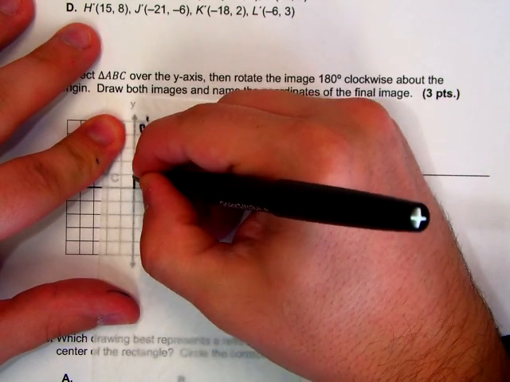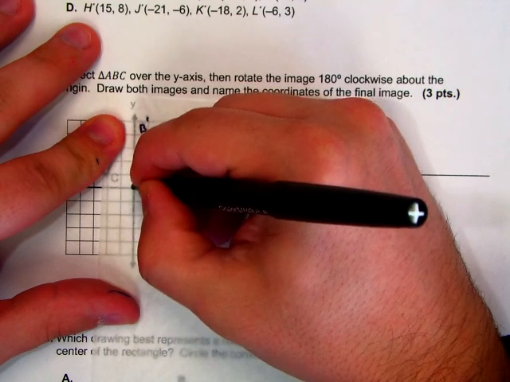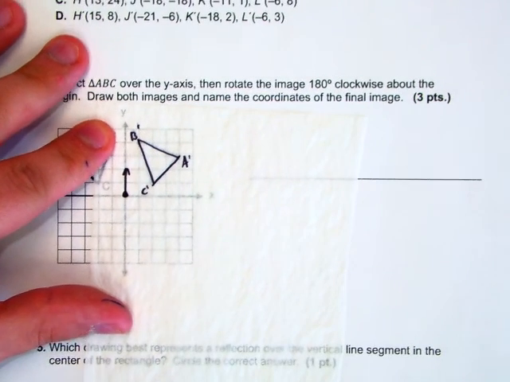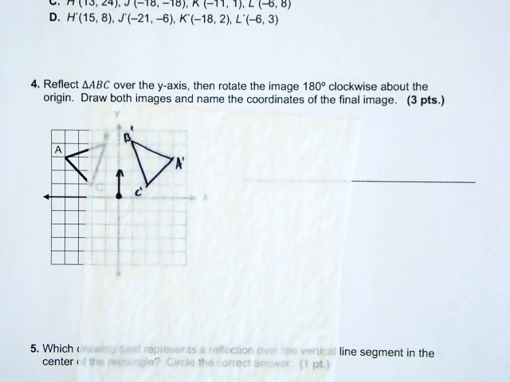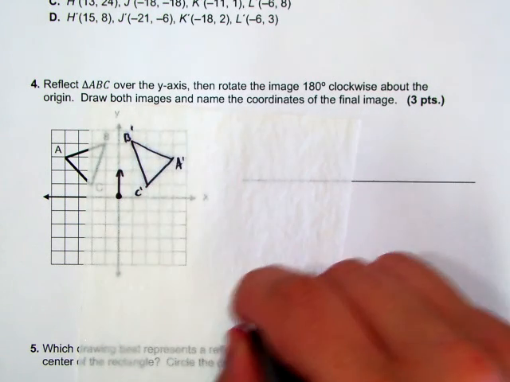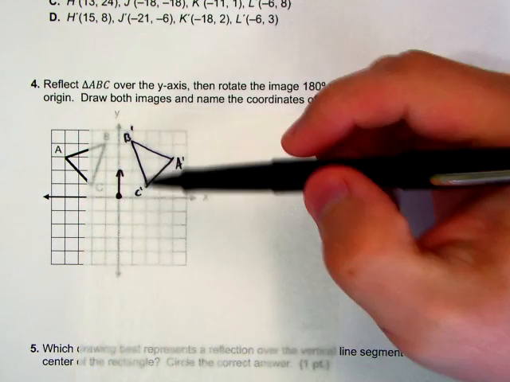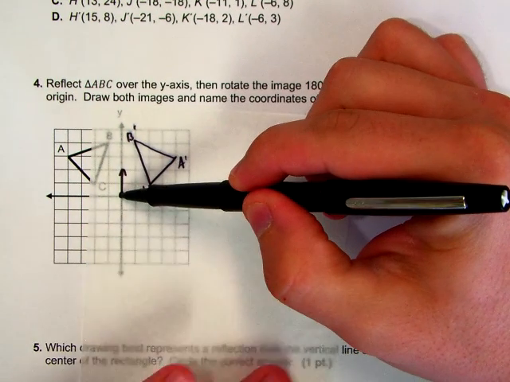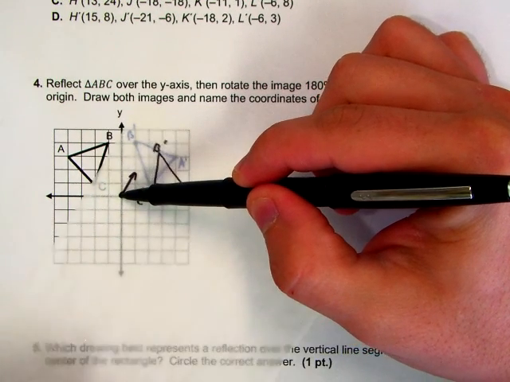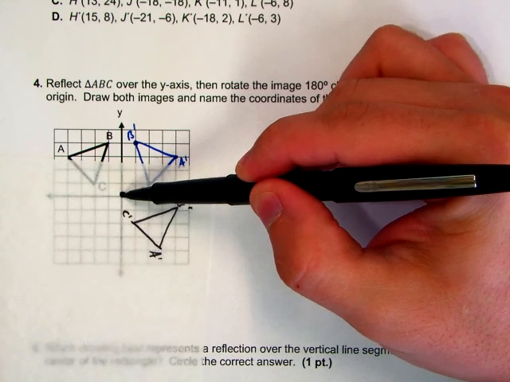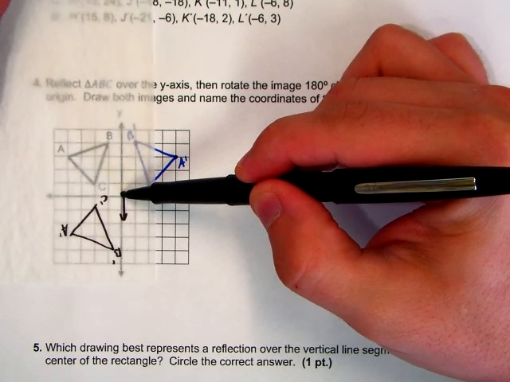And then because we're going about the origin, I'm going to draw an arrow pointing up from that origin. Now, when we do a clockwise rotation, we go in this direction here. And 180 degrees means that my arrow, instead of pointing up, will be pointing straight down. So I'm going to put my pen right on the point, and I'm going to rotate it so the arrow is pointing down.